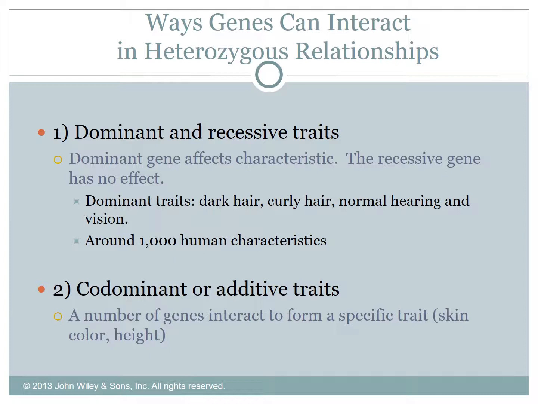But there are some traits that are dominant. Having brown eyes, having dark hair, having curly hair, having normal hearing, that is being not deaf, having normal vision, that is having no color blindness, being polydactyl, so actually having 6 or more fingers on each hand, is a dominant trait. Fortunately, it's a rare mutation.